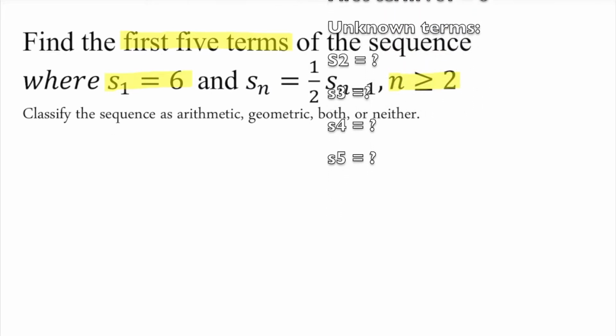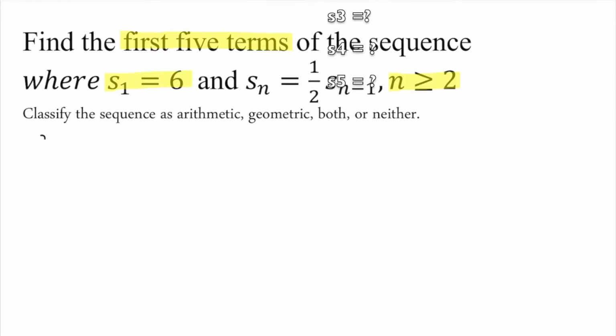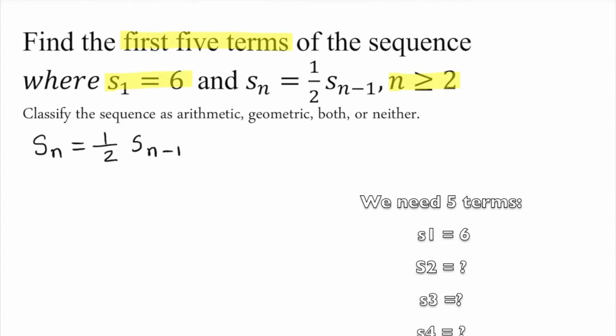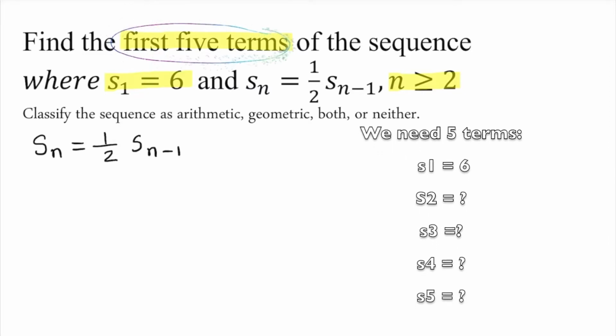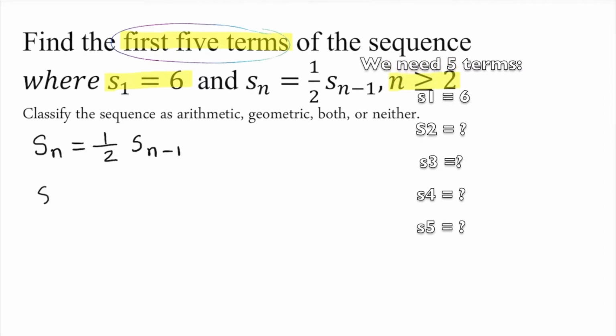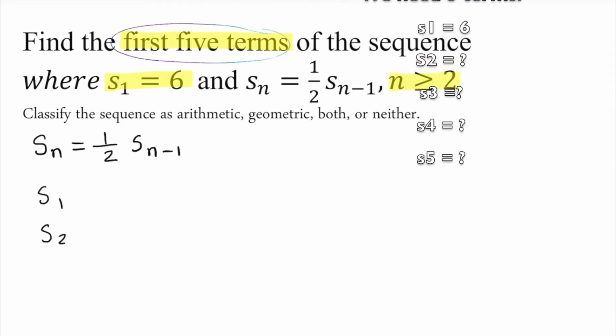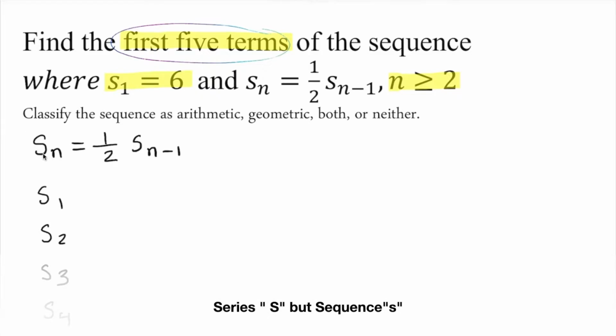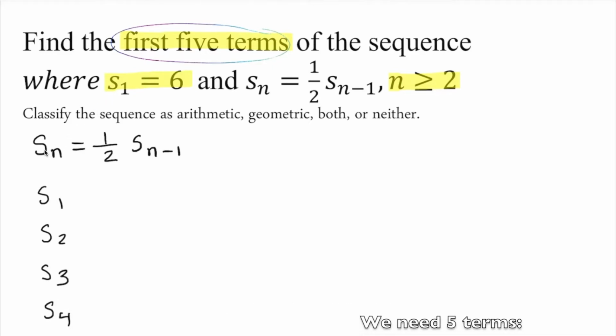Okay, so let's start with the general term, which is S sub n equal to 1/2 times S(n−1). This is the general term given. Now we are looking for 5 of them, so we're going to need S1, S2, S3, S4, and S5. By the way, this is a sequence, small letter s. This is a sequence, not a series.